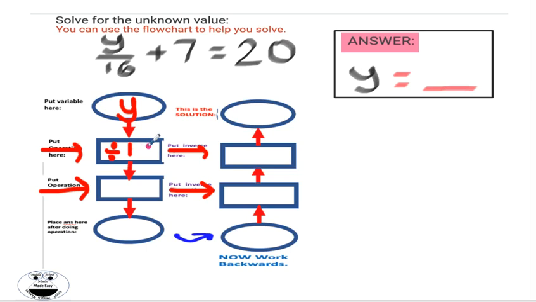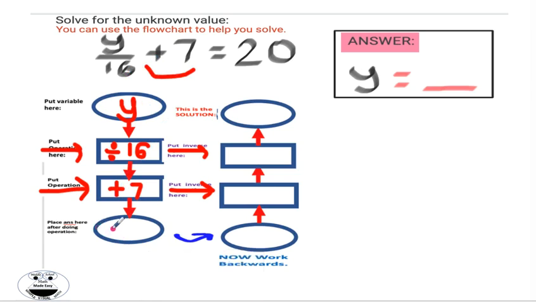So we're just going to follow the order in the equation, and we're going to write that in the flowchart. The first flowchart is just the order that we see the operations in the equation. It helps us to have a visual of what we're seeing in the equation. And it says y divided by 16, I wrote that here, and then plus 7. So we're going to write plus 7 here. Order is important. You cannot switch the order here, or you will get the wrong answer.